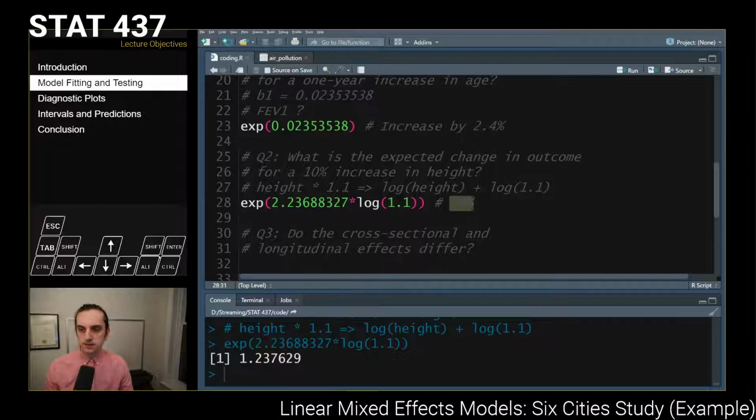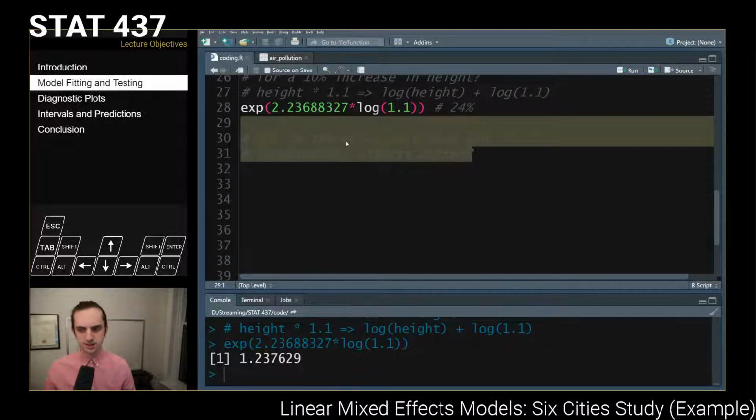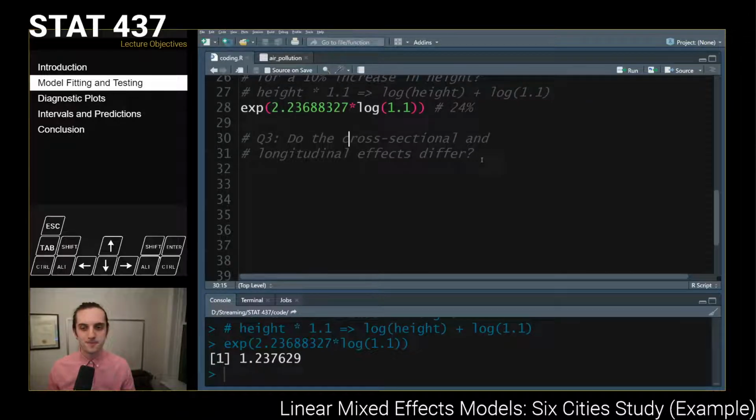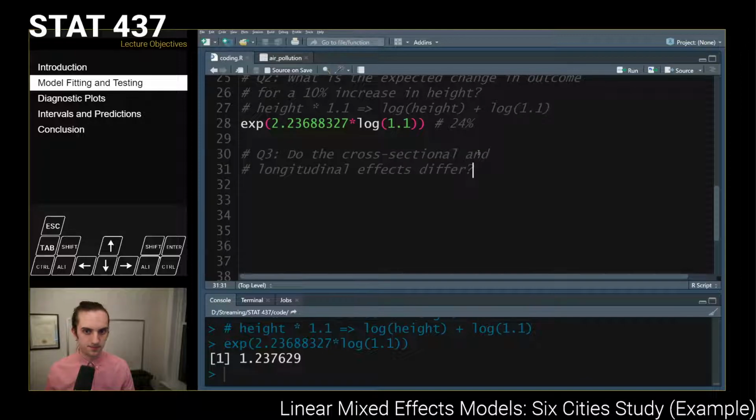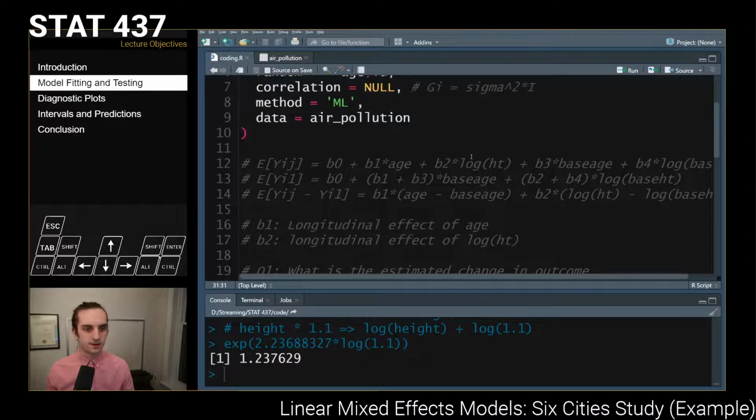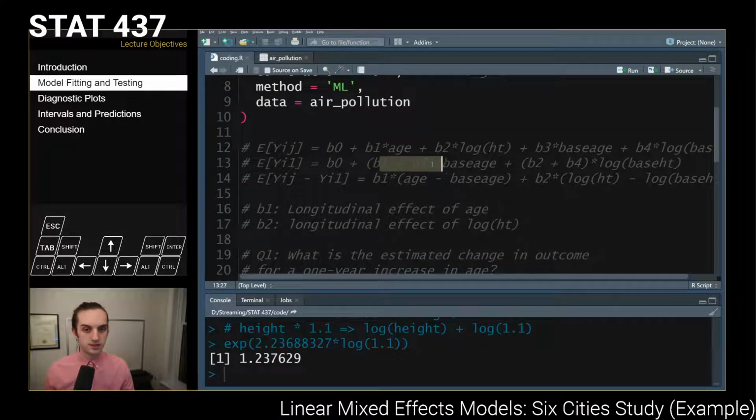And so the last question here that we have before we start looking at some other bits with our model is, do the cross-sectional and longitudinal effects differ? All right, so as we were mentioning up above, the cross-sectional effect is going to be beta 1 plus beta 3 and beta 2 plus beta 4. And then the longitudinal effects were just beta 1 and beta 2.